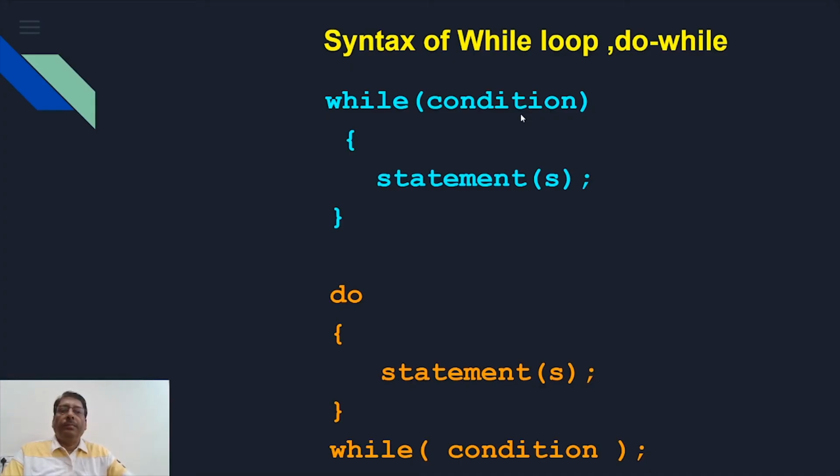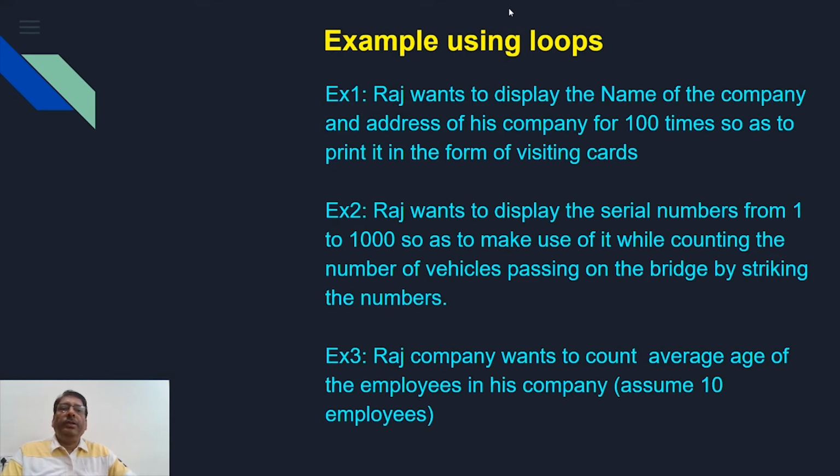Before we go for while loop and do while loop, what I'll do is we'll try to execute some of the programs using for loop, and the same programs later we'll try to do with the help of other loop statements like while loop, do while loop, and so on. So let's try to understand and go for solving some examples using the looping statements.